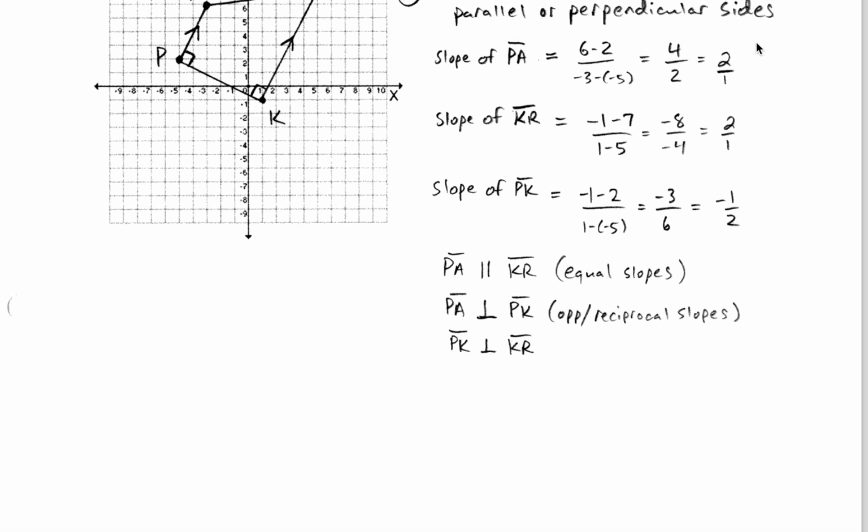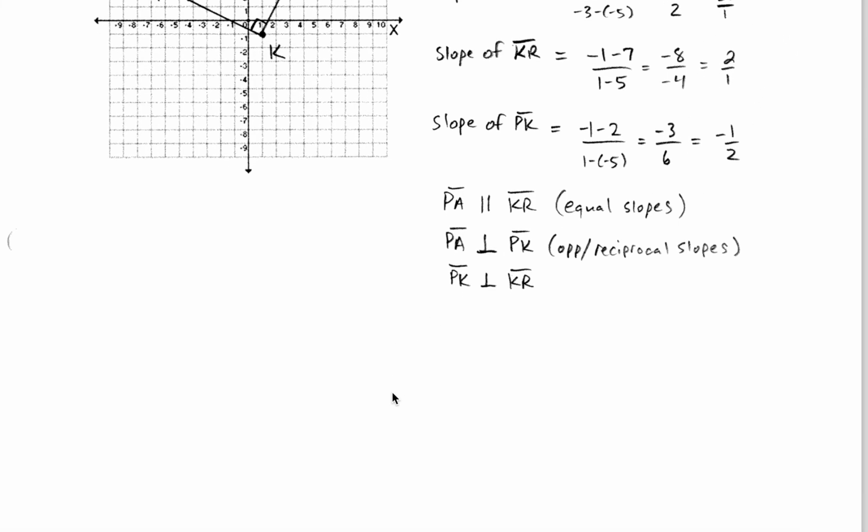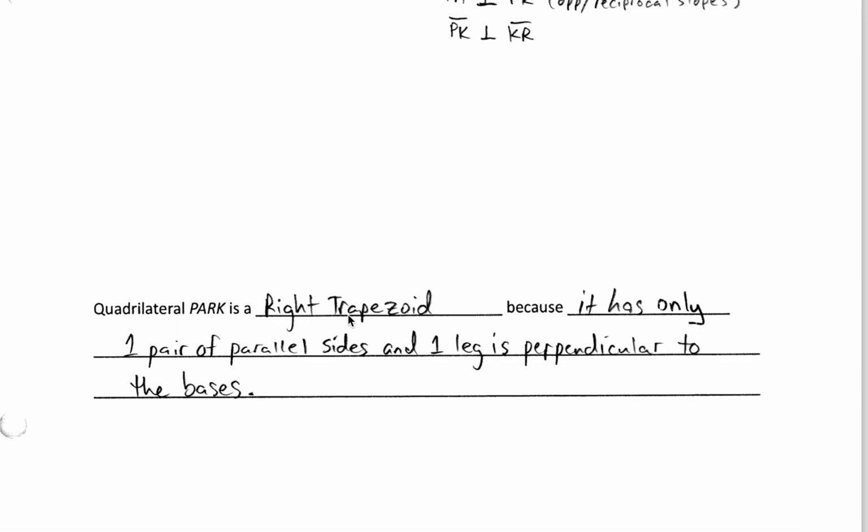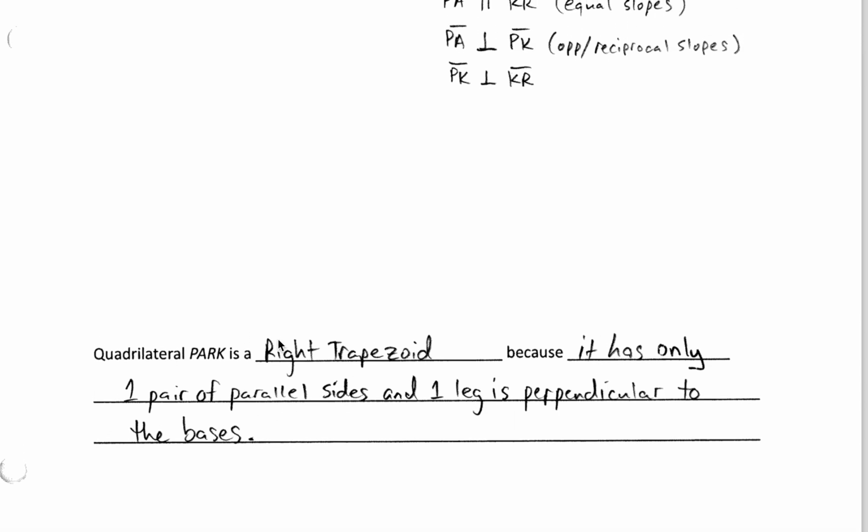We could say all of this math in some symbol conclusions here. Segment PA is parallel to segment KR, and segment PA is perpendicular to segment PK, and segment PK is perpendicular to segment KR. We got all that from this slope math, but we also want to just say it in words. Try and explain it as clearly as possible. So quadrilateral PARK is a right trapezoid because it only has 1 pair of parallel sides, and one of its legs is perpendicular to its base. Lots of different ways that we could say that. That's just one way that we can do it.